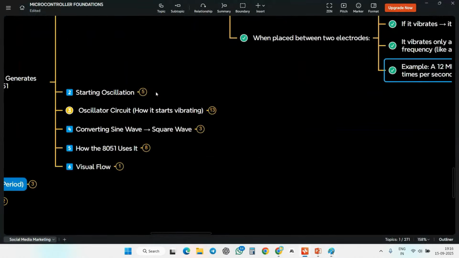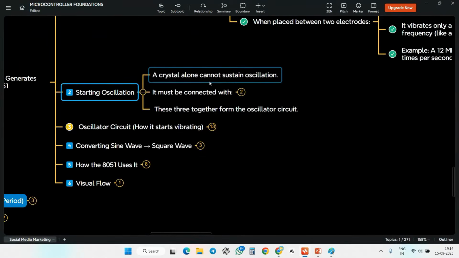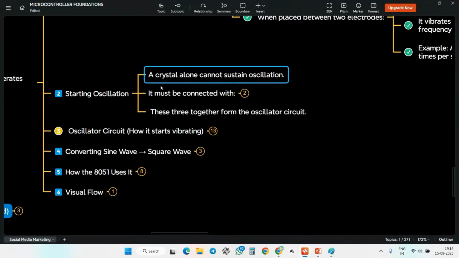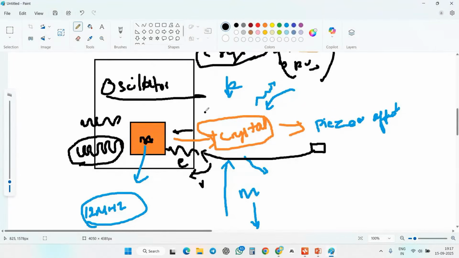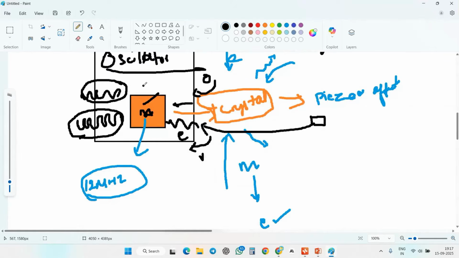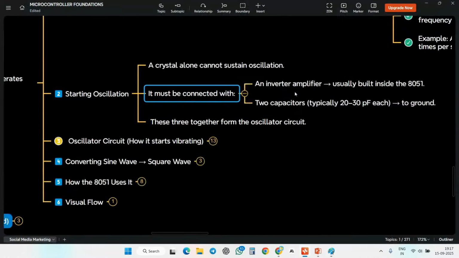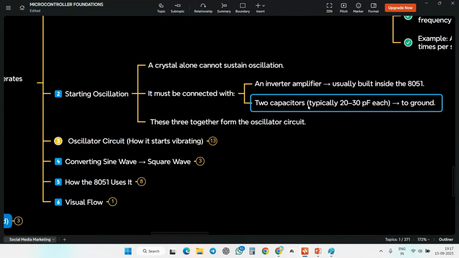If you think clearly about this, the crystal alone cannot give the oscillation. That means while giving some power supply, it is mechanically disturbed, giving some voltage or current. It's not the complete clock pulse, it's not the complete oscillation. So what to do here? We have to build one circuit inside that. That circuit is connected with an inverter amplifier and a capacitor.